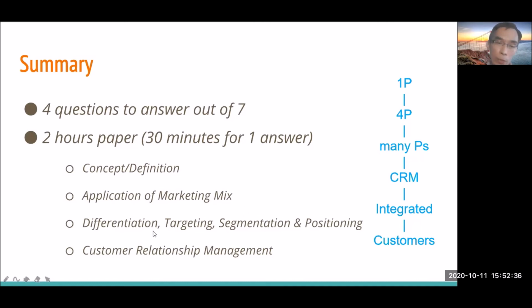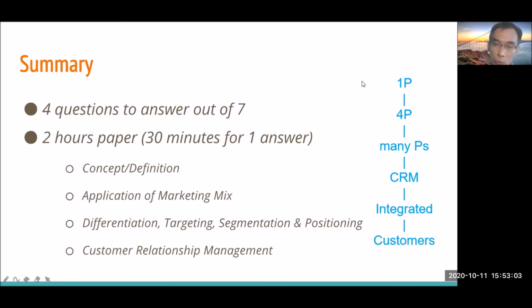If you have the 4 principles of marketing strategy, that means differentiation, specialization, segmentation, and concentration. In fact, for the whole lot, you just remember positioning. Positioning, one word, actually puts everything together. And then after that, you have the last topic, which is customer relationship management. So I put here 1P, 4P, many P, CRM, integrated customer.